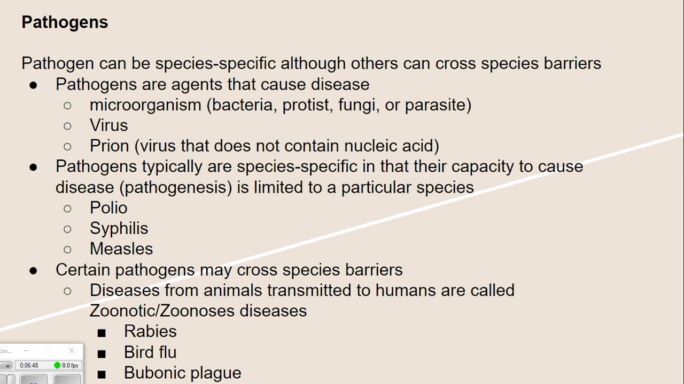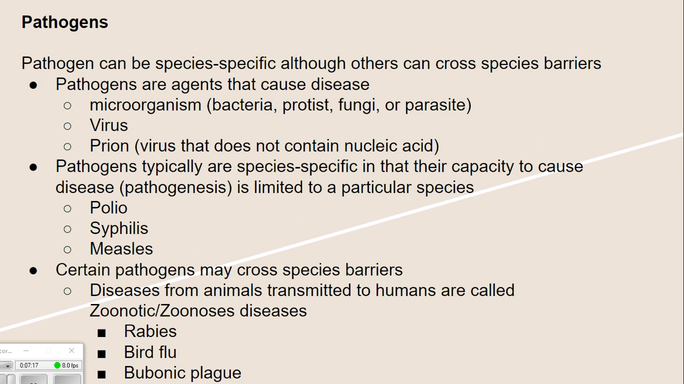So now, dealing with pathogens and antigens here, and pathogens in relation to the immune system. So pathogens can be species specific, although they can cross species barriers. And pathogens are agents that cause disease. So it's any type of microorganism that will cause a disease.